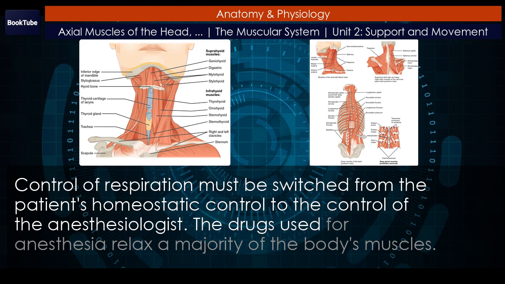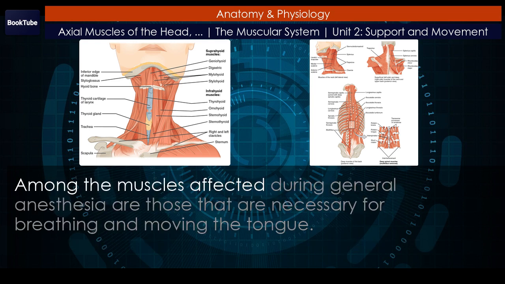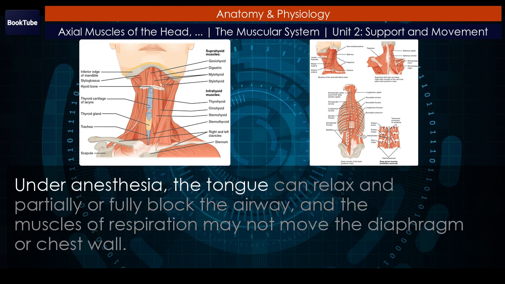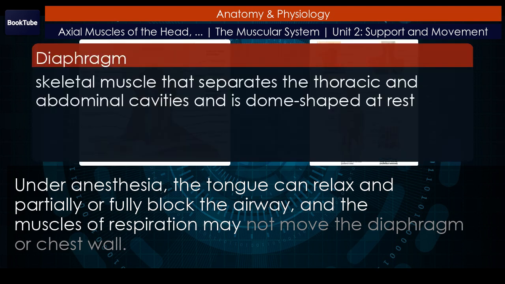The drugs used for anesthesia relax a majority of the body's muscles. Among the muscles affected during general anesthesia are those that are necessary for breathing and moving the tongue. Under anesthesia, the tongue can relax and partially or fully block the airway, and the muscles of respiration may not move the diaphragm or chest wall.